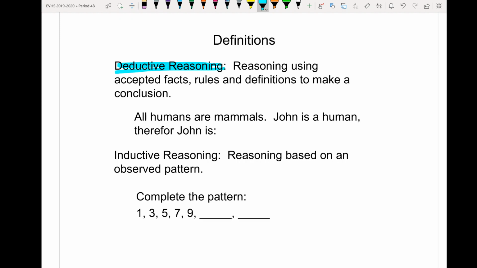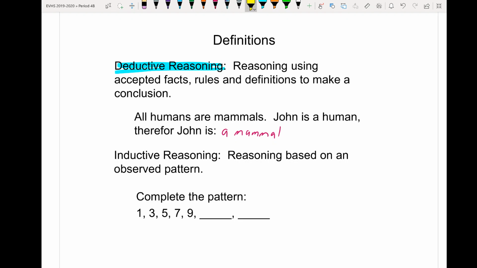All right? Our example here, the rule you're given, all humans are mammals. You're also taking a fact, John is a human, and you're putting those together to come up with the idea that John therefore is a human mammal. Okay.